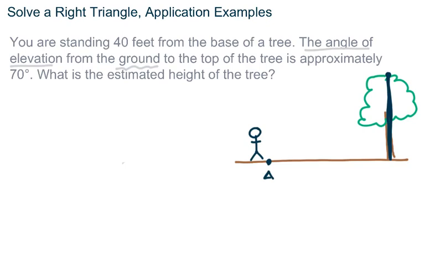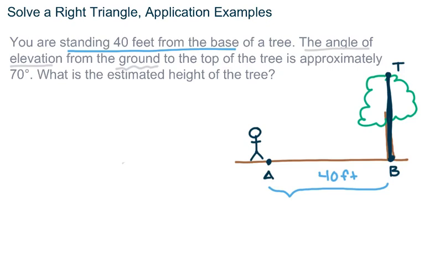So I'm going to call the top of the tree T, and I'm going to call the base of the tree B. These are all variables. They mean whatever I want them to mean, and I can use whatever letters I want as long as I know what the intended meaning of them is. So A is where I'm standing, B is the base of the tree, T is the top of the tree. All right, so I do know the distance between A and B. I'm standing 40 feet from the base of the tree. So we know the distance between A and B is 40 feet.